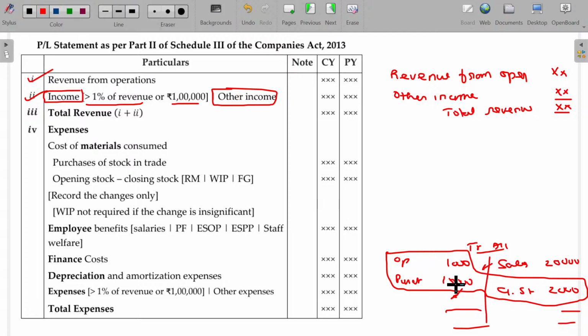1,000 plus 15,000 is 16,000, minus 2,000 is 14,000. This 14,000 is subtracted from 20,000, so 6,000 is the GP. Am I right? But under the vertical format, see, very interesting. Expenses. This is revenue. You are going to subtract the expenses from here.